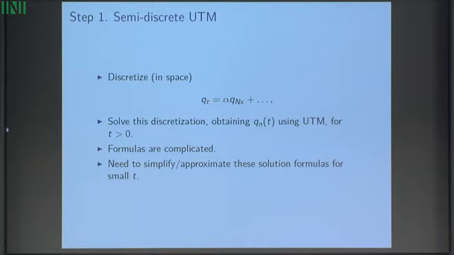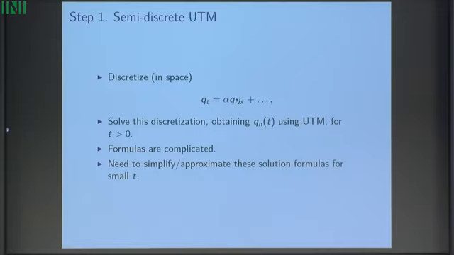Okay, solve this discretization, which would give us Qn of t analytically using the UTM for all positive time. The formulas that you'll see, hopefully I'll get there, are complicated. They're messy. It's not something that you would say, oh, that's going to be the first step in the split step method, because that would be horrendously costly.